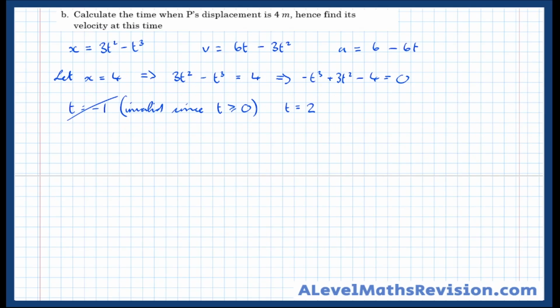So what we're going to do now, we're going to find the velocity at this time. So let t equals 2, which implies the velocity is 6 lots of 2 minus 3 lots of 2 squared, which you can see is equal to 0. It has 0 velocity at this time, and we mustn't forget units.